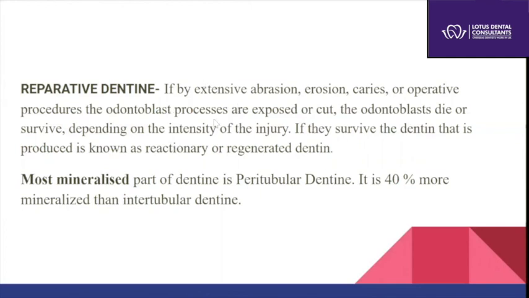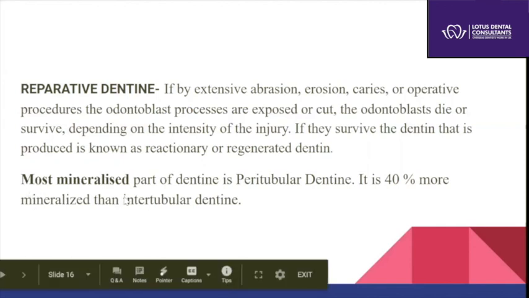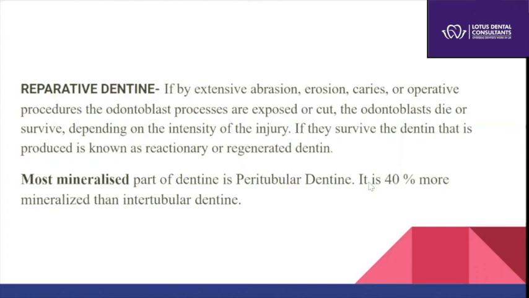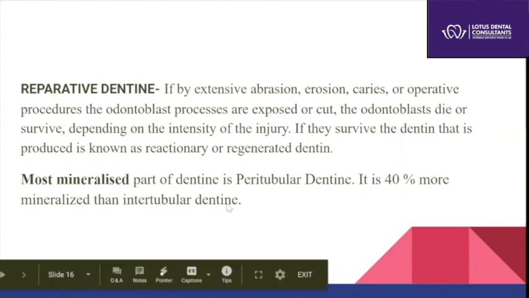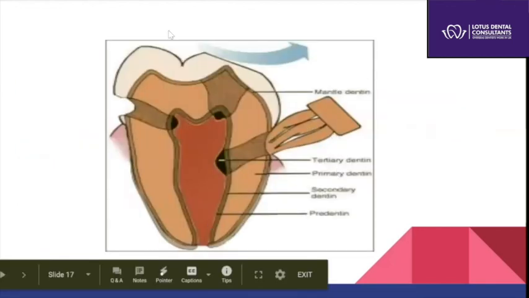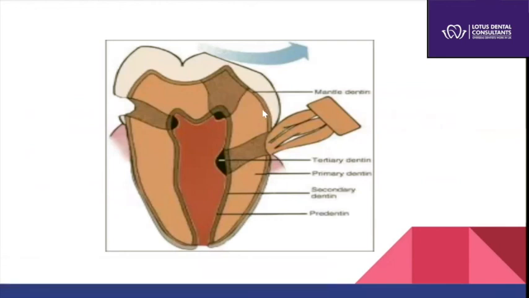Okay. Now, this is one important point. The most mineralized part of dentine is the peritubular dentine. This is a very commonly asked question. The dentine which is surrounding the dentinal tubules. Peritubular means surrounding the tubules of the dentine. It is 40% more mineralized than intertubular dentine. Okay.